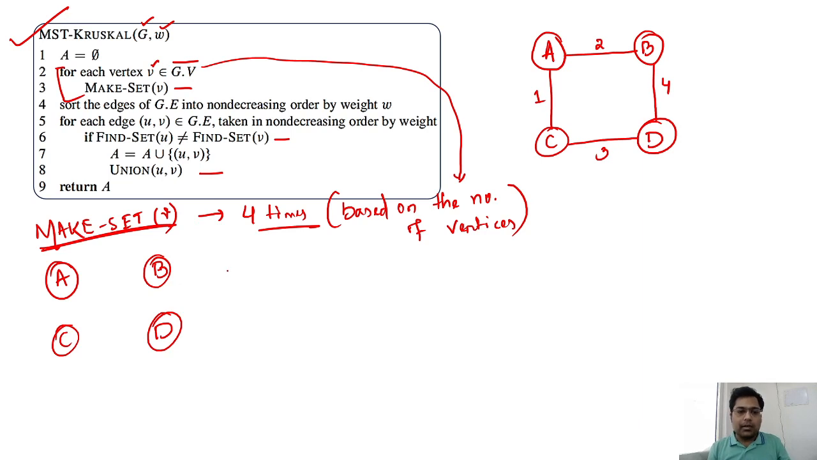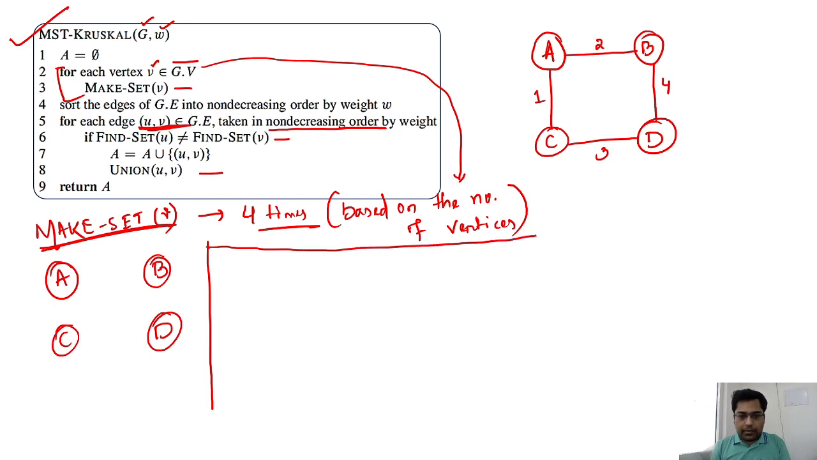Once it is done, the main strategy is to focus on the edges. Before that, for the find set, the edges, the uv pairs, we have to take in non-decreasing order, meaning increasing order. First of all we have to do that. Make set is over, and I'm now discussing find set, so the edges will be in increasing order.